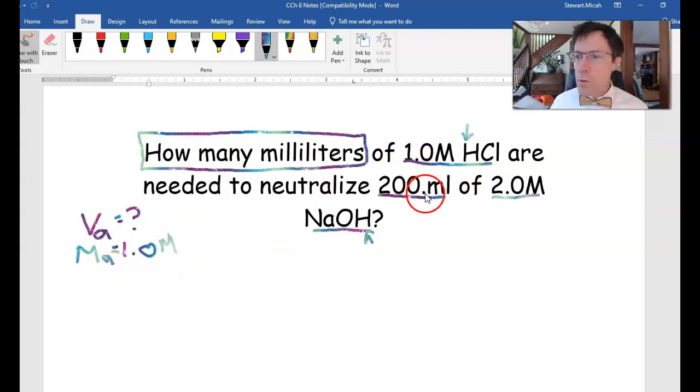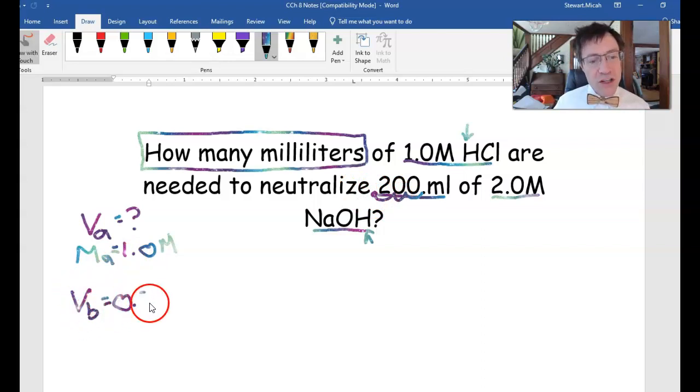Oh, no. One, two, three. Yeah, okay. Much better. So the volume of my base is going to be 0.200, and the molarity of my base is going to be equal to 2.0.